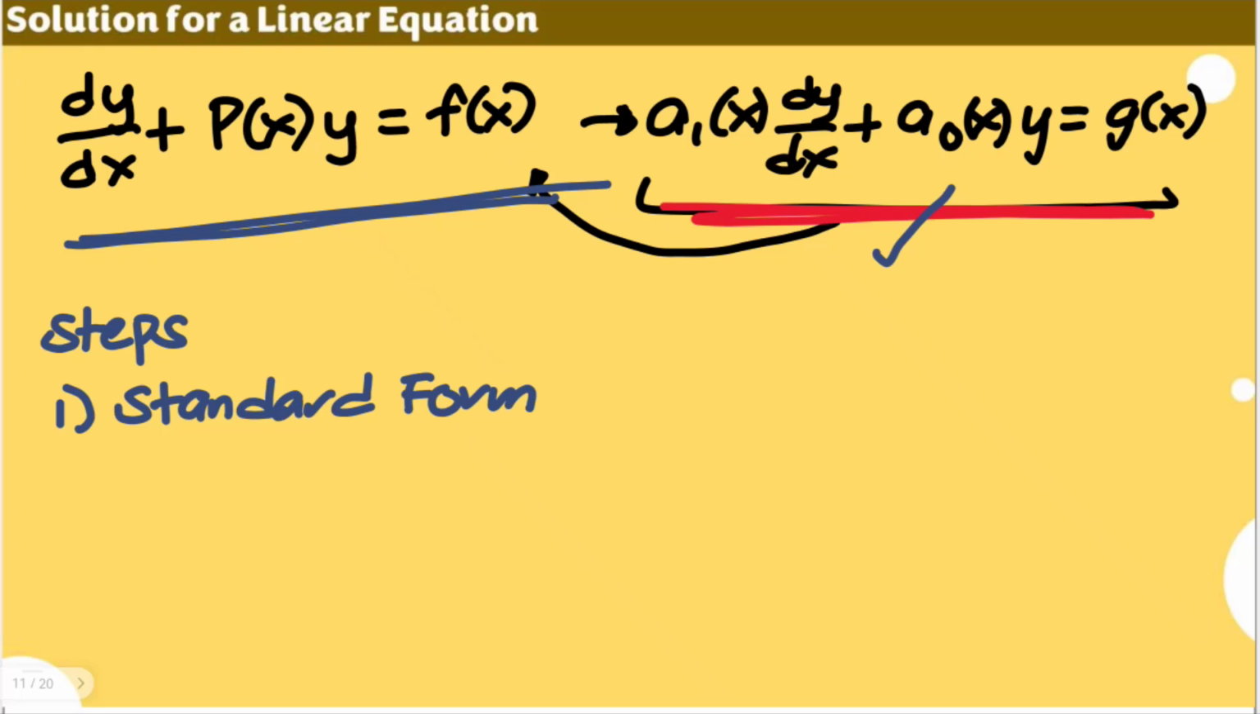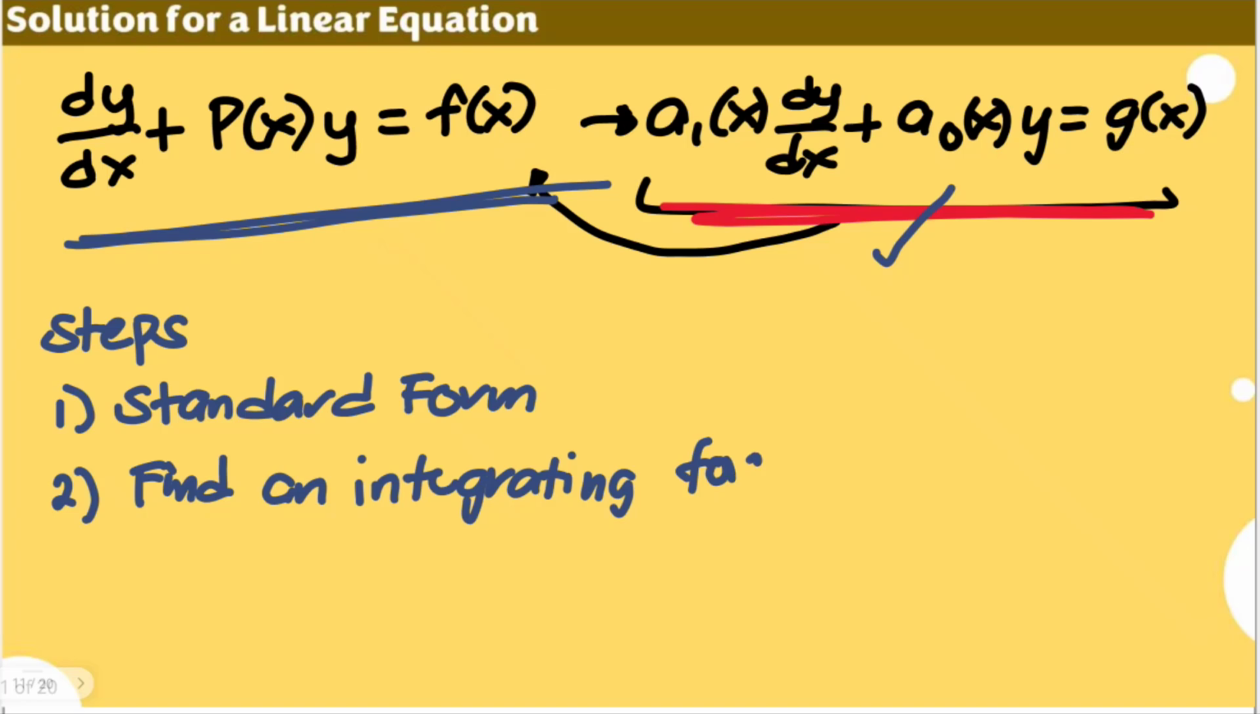Second step, we are now going to find an integrating factor, expressed as mu of x. This mu of x has a certain process. We are going to use this to solve for our given linear equation, and we really need this because if we don't have this, we cannot solve the item.